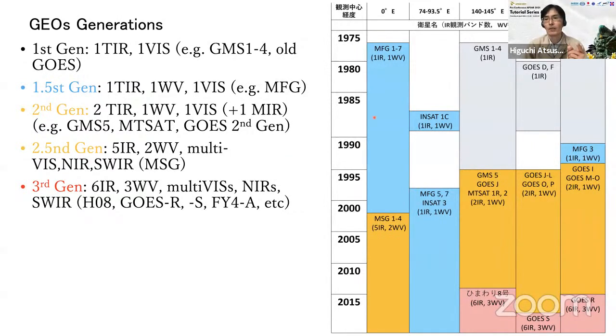This observation has a long history since the 90s. Here, blue color shows the first generation, orange color indicates the second generation, and this pink color shows the third generation satellites, widely covering the whole of the Earth. So such things have improved observations from the first era to the second and third generations.